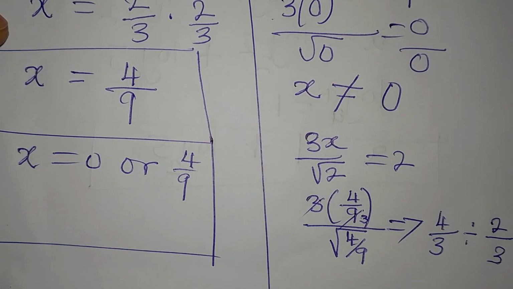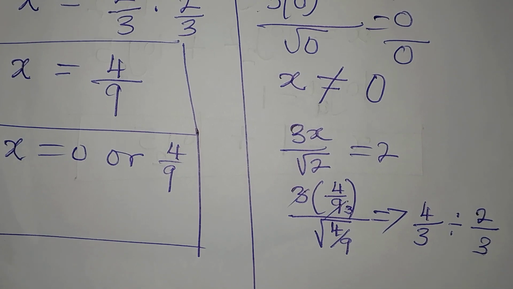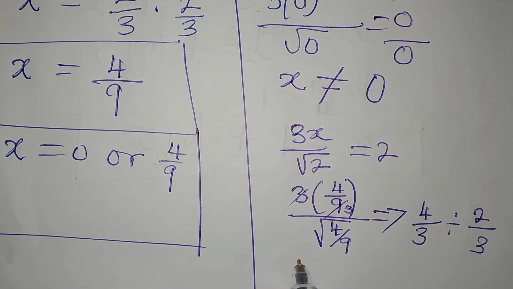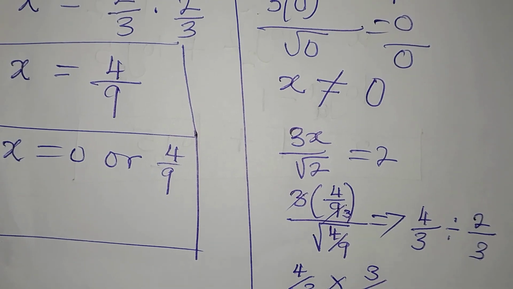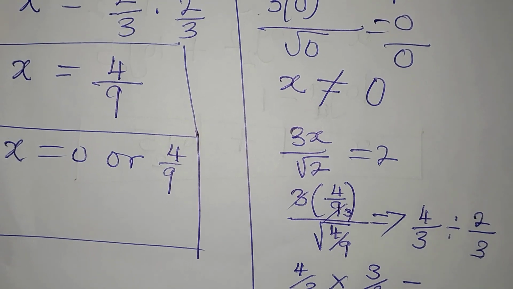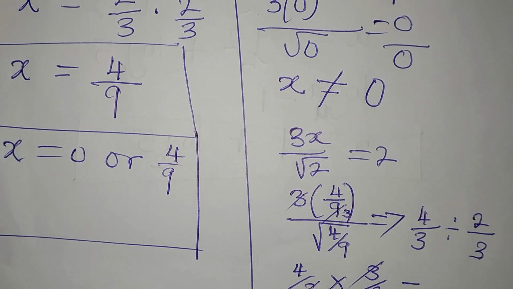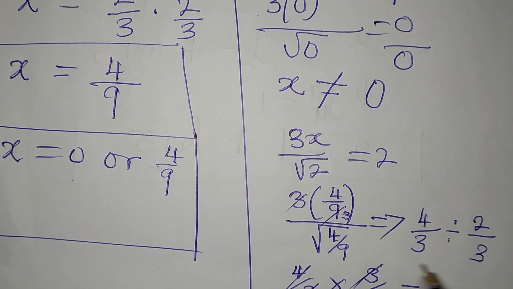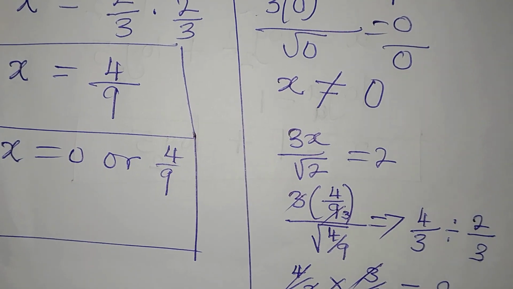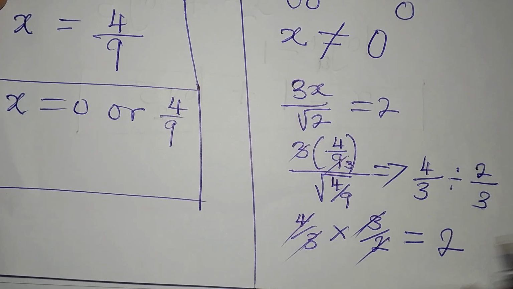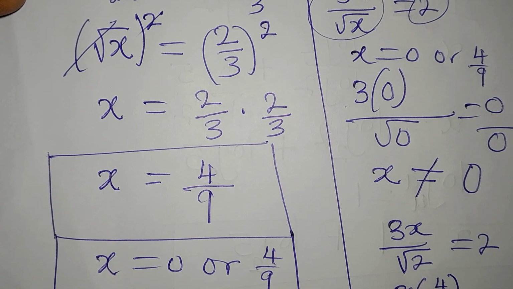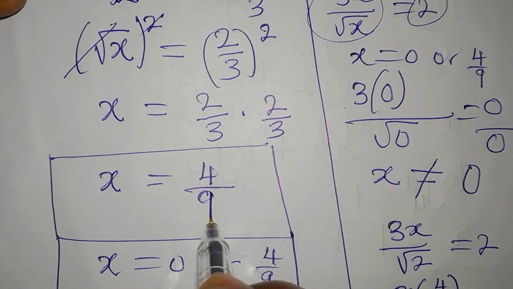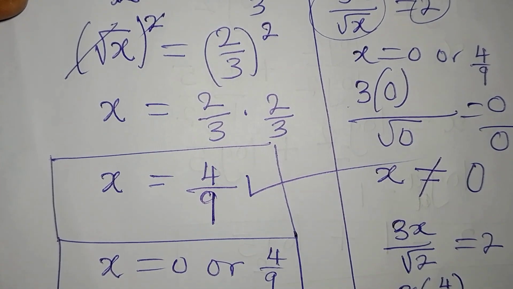Then we turn this to multiplication. So we have 4 over 3 multiplied by 3 over 2. And this will now give us 3 here, 3 here, 1, 3 here, 1. Then 2 into 4 is 2. So this is giving us 2. Okay, this is already giving us 2. Therefore, the only value of x is 4 over 9. Okay, so this is the value of x that will satisfy the equation.